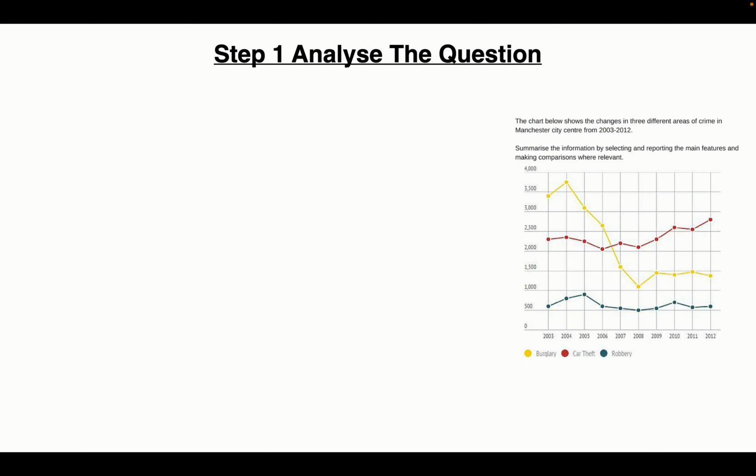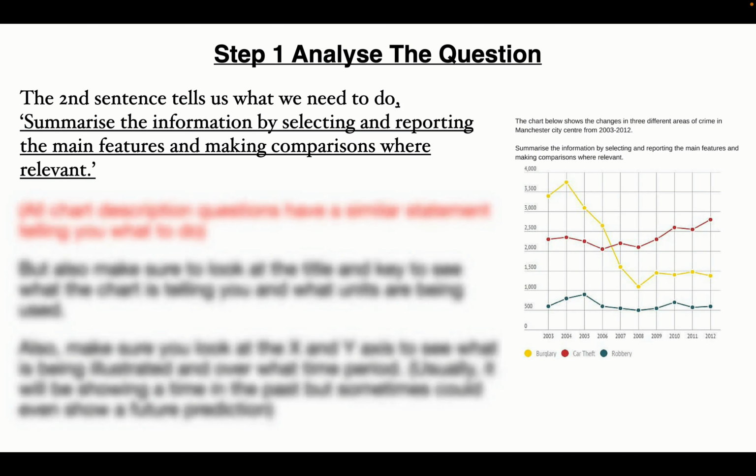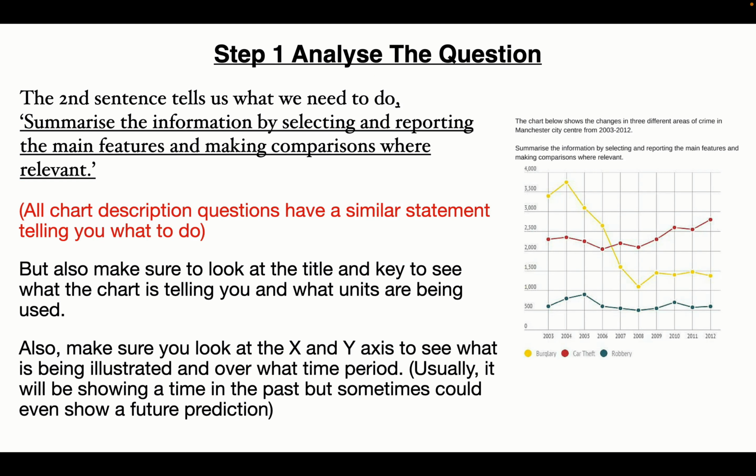So step 1, analyze the question. The second sentence of the question is the one that we need. And that says, summarize the information by selecting and reporting the main features and making comparisons where relevant. Almost all chart description questions give a similar statement. So they're almost always something like what we have here.